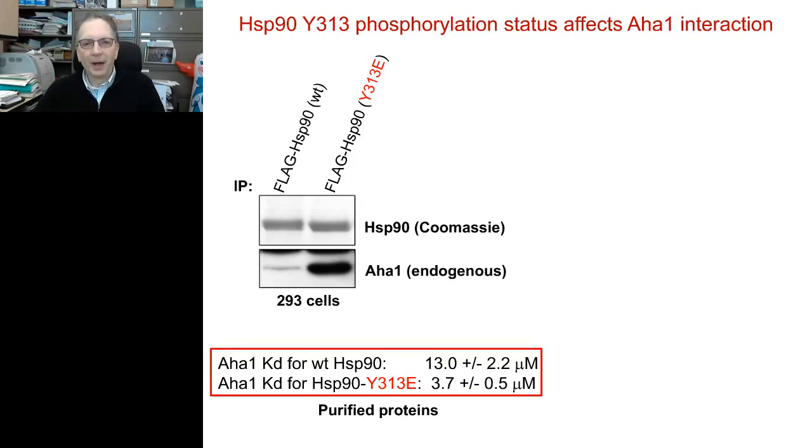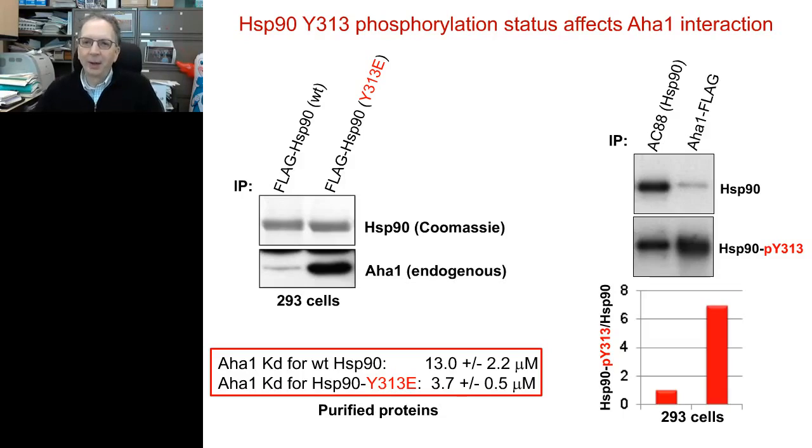If we look at the purified proteins AHA1 and HSP90 and measure the affinity of AHA1 for wild-type HSP90 compared to HSP90 Y313E, you can see that even with purified protein measurements, there's nearly a four-fold increase in the affinity of AHA1 for the phosphomimic HSP90 Y313E compared to wild-type HSP90, consistent with the pull-down data obtained in 293 cells.